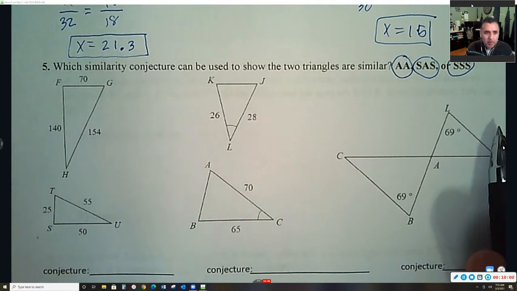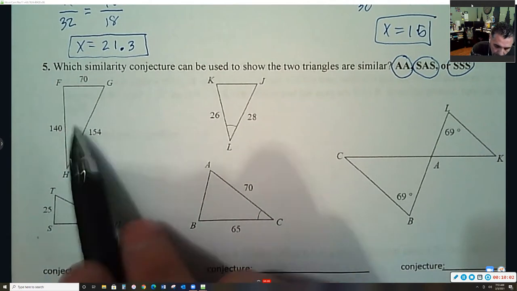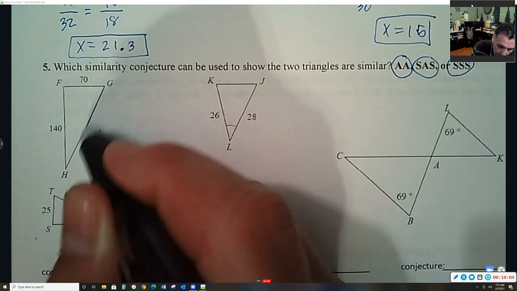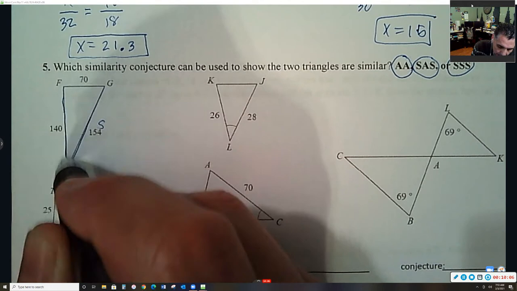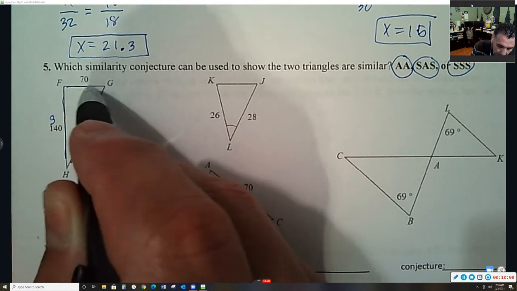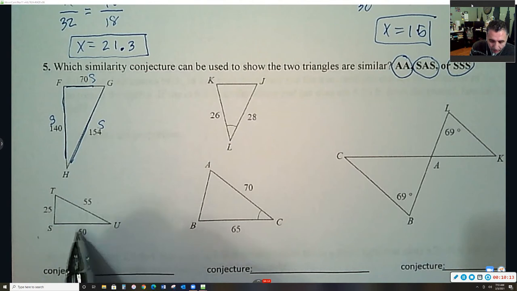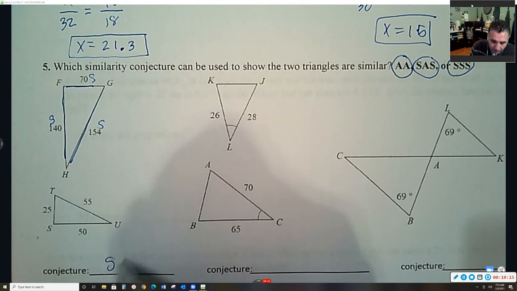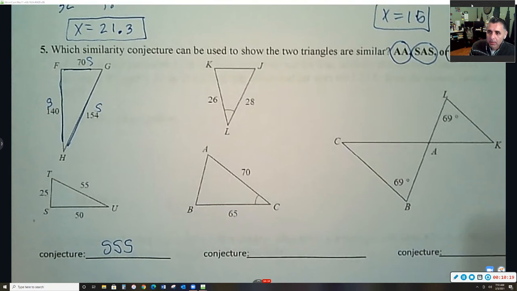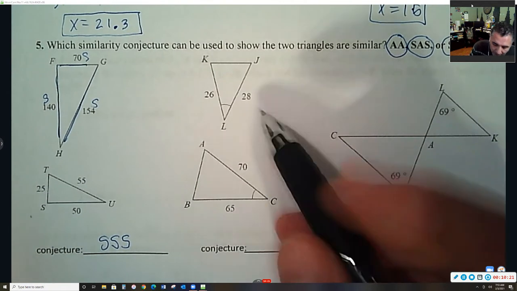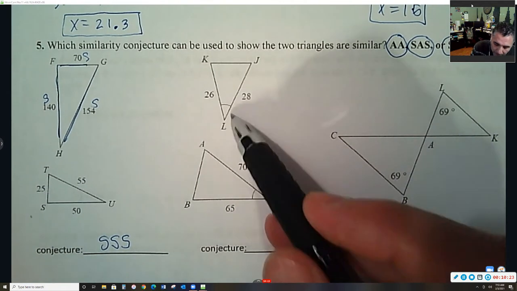Okay. So if you look at these two triangles, this is giving me information about a side length, this is giving me information about a side length, and this is giving me information about a side length. And it's the same for both of them. So I bet those two are going to be similar by side, side, side. Pretty straightforward.